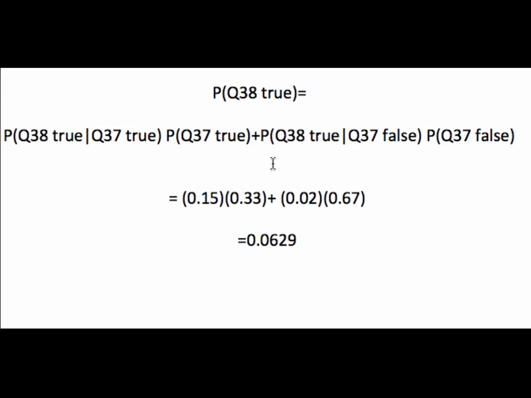And if we look back, we see that we have the following probabilities. Question 37, which we did not change, was set to true with a probability of 0.33 and false with 0.67. 0.15 is what we entered, conditional on a true assumption, and 0.02 was what we entered for 38, conditional on a false assumption. So if we use this formula, we see that we get a probability just over 0.06, and that's where we get that probability.